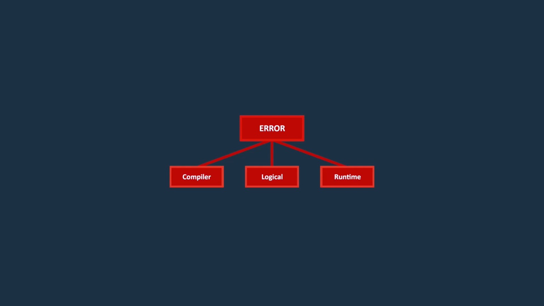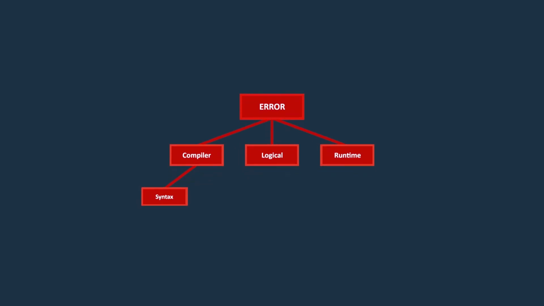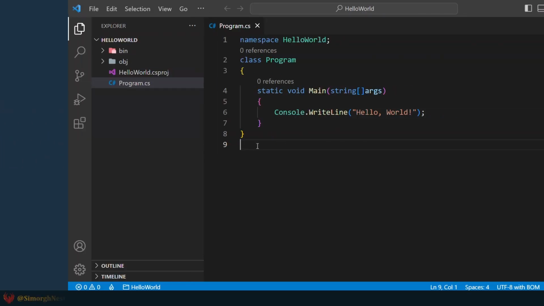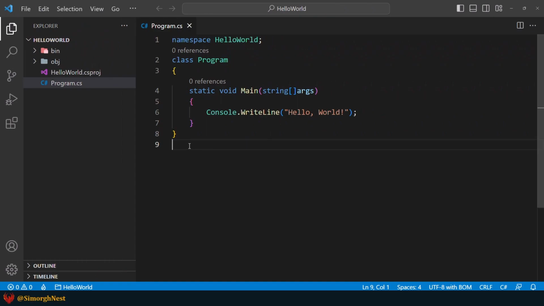Alright, first things first, what is a compiler error? A compiler error occurs during development and it has two categories: syntax error and semantic error. Syntax errors occur when you make a typing mistake in code, and semantic errors occur when your code makes no sense to the compiler. Alright, now let's head over to VS Code and see some of these errors.